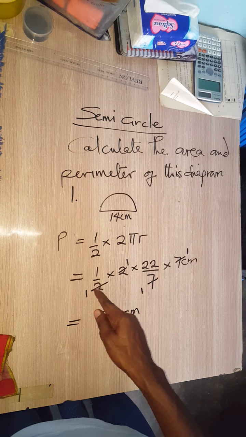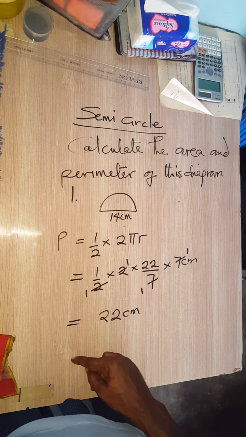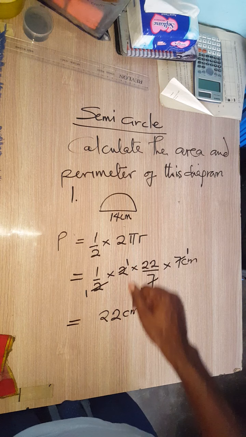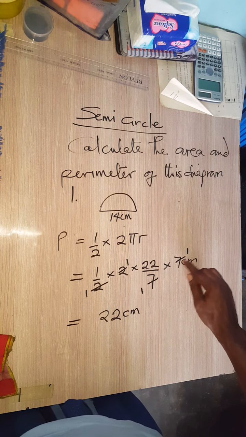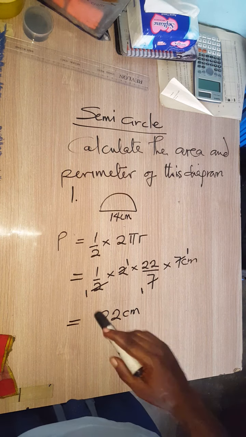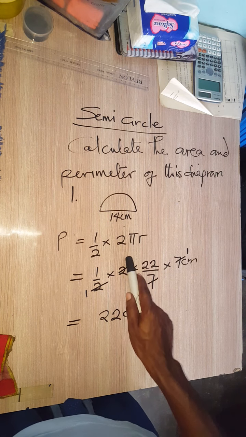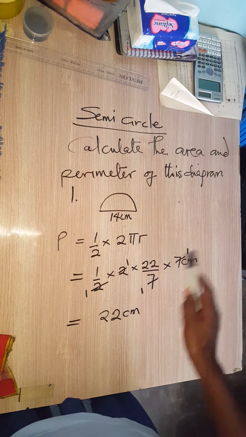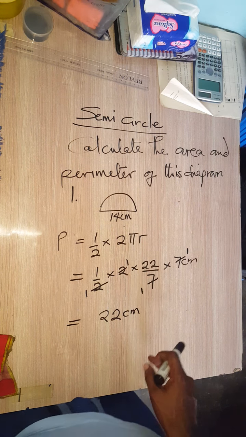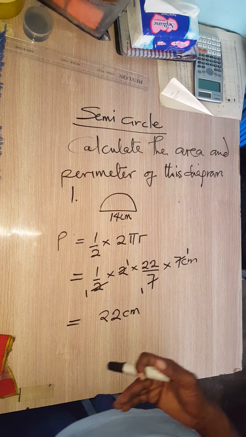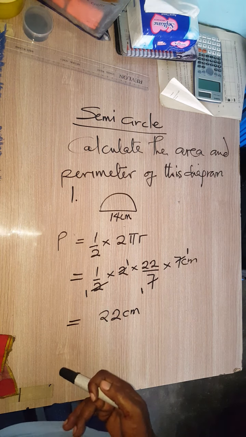Now these 2 divides itself once and divides these 2 once. The 7 here divides itself once, divides this 7 once. We now have 1 times 1 times 22 times 1, and that will give us 22 centimeters. This is how to calculate the perimeter of a semicircle.